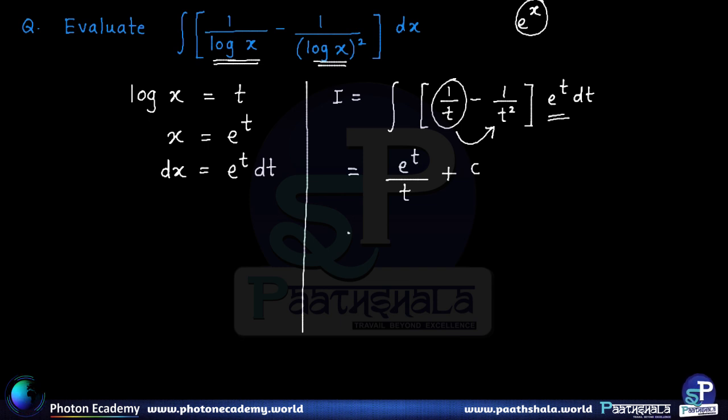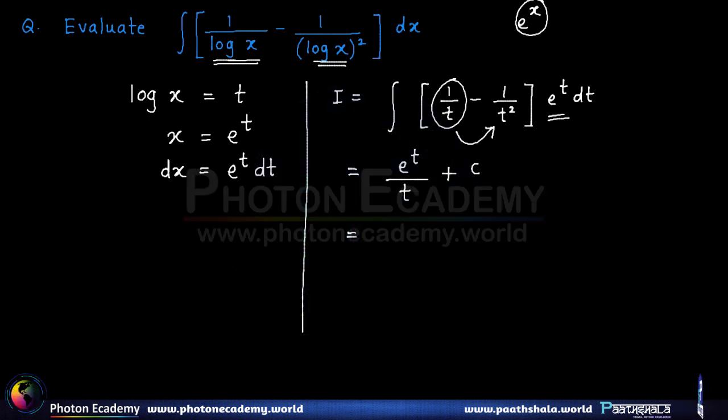And at the end we must put the terms back in x, because t is the substitution variable that we added on our own. So e raised to t is nothing but x, divided by t, which is nothing but log x, plus c. So that's the final answer.